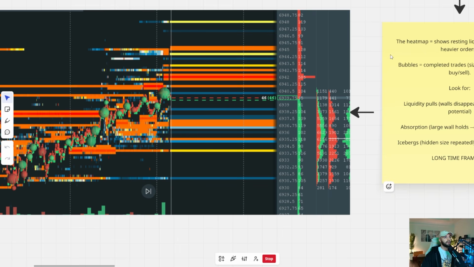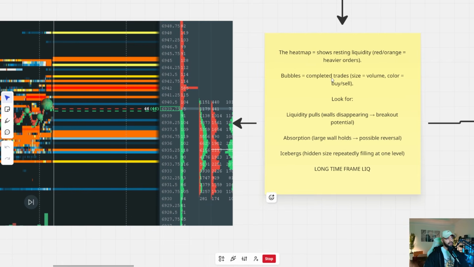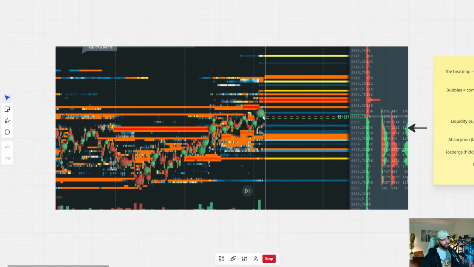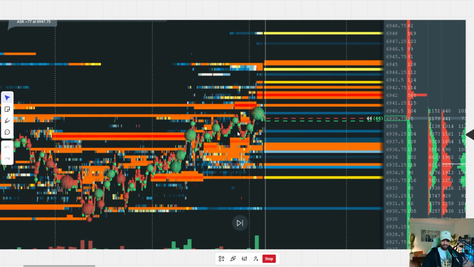So remember that. Now the bubbles, right? Completed trade: size equals volume, color equals buy or sell. So these are the aggressors. If it's a green one, these are buyers hitting the ask. These are buyers who are willing to pay at a more aggressive price. They're getting filled. The bigger it is, the more volume it is. And the red is just the opposite: the seller is hitting the bid. The bigger it is, the stronger it is.